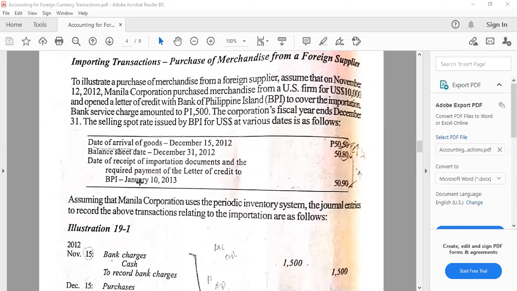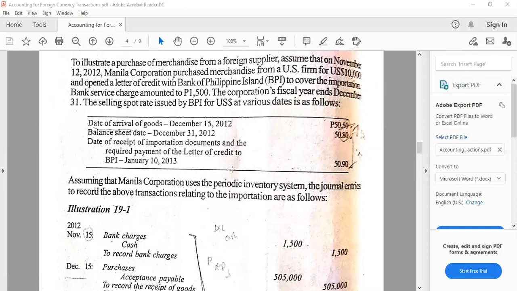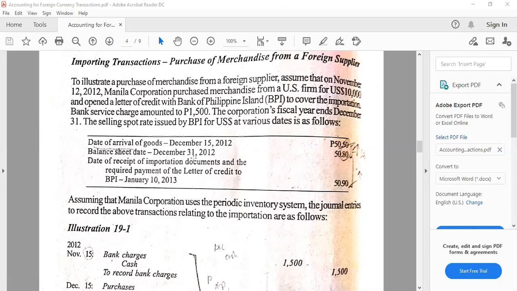Here, importing transactions. So here's an example wherein the company purchased merchandise from a firm, and then there's a letter of credit from BPI, and here are the given items. So you have the date of arrival, balance sheet date, and the date of receipt of the documents, and the payment now for the said importation.